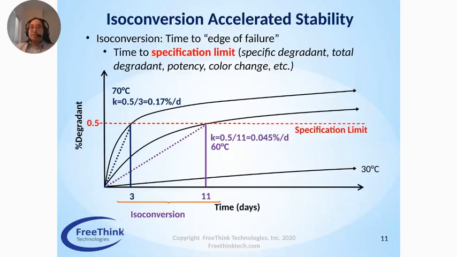Again, we have these curved shapes at 70 degrees, 60 degrees, 30. But here we're measuring at multiple different time points and trying to find as accurately as possible when we reach this specification limit. So in this case, the rate that we're calculating is the specification limit, 0.5%, divided by the time to reach the specification limit. So 0.17% per day is what it comes out to here. You'll notice in this case, because we're measuring the time to reach the specification limit, it doesn't matter what the kinetics are to reach this point. Whether we have a curve shape, or whether we have a line, as long as the time to reach the specification limit is the same, then the calculated k does not change.